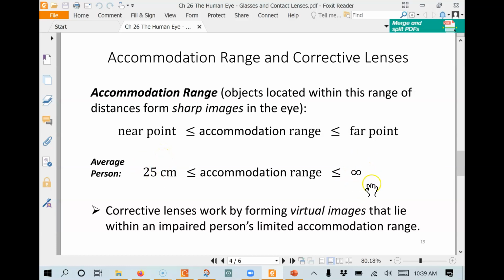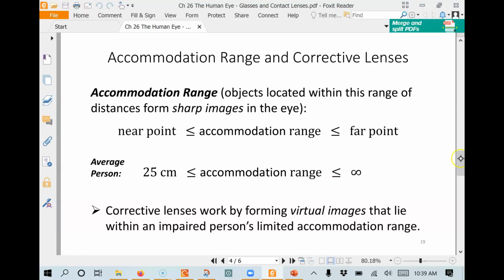And the normal far point for people is that you can see to infinity. That means when you look at a star in the sky, if you have a normal far point, it's going to look like a point of light. If you have corrective issues, you're going to see blurriness or multiple things there.